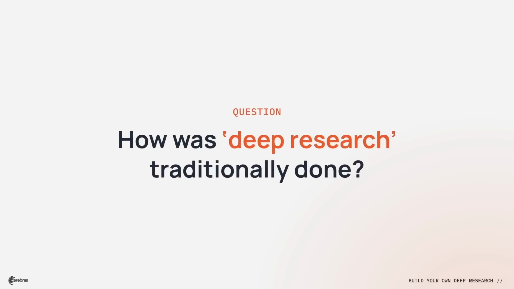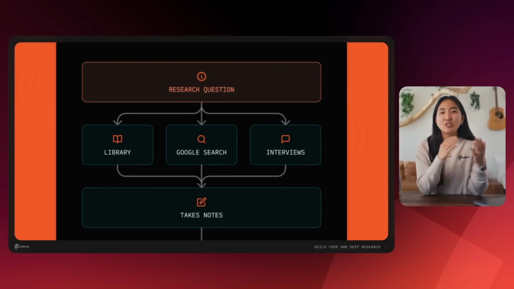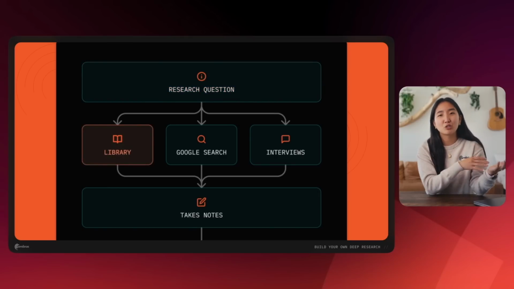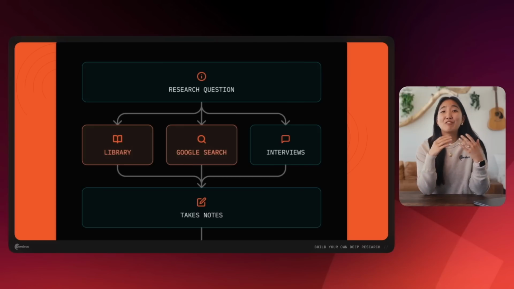Before we dive into AI-powered research, let's talk about how research was traditionally done. In the old days before 2025, researchers somehow used to write their own research papers and reports. Let me walk you through each step as we build this diagram together. So first, it all starts with a research question. Once you have your question, you need to figure out where to look for answers. So you'd branch out in multiple directions, you'd go to the library to search through physical books and journals, you'd do Google searches, and if you were lucky, you'd interview experts in the field.